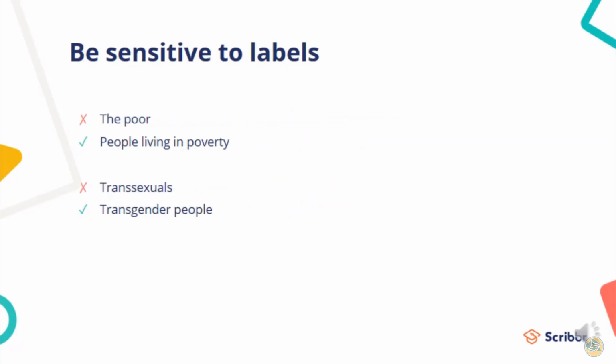Instead of using adjectives as nouns to label groups of people, descriptive phrases are generally preferred. Respect the language that people use to describe themselves and be aware that language changes over time. As an example, people living in poverty instead of saying poor, and transgender people.